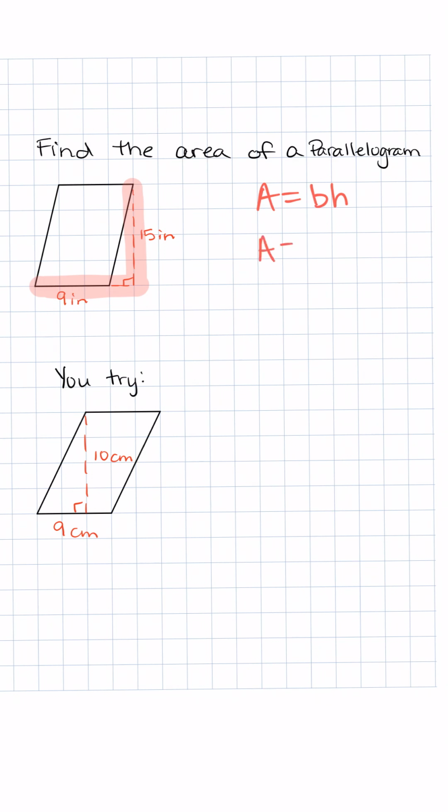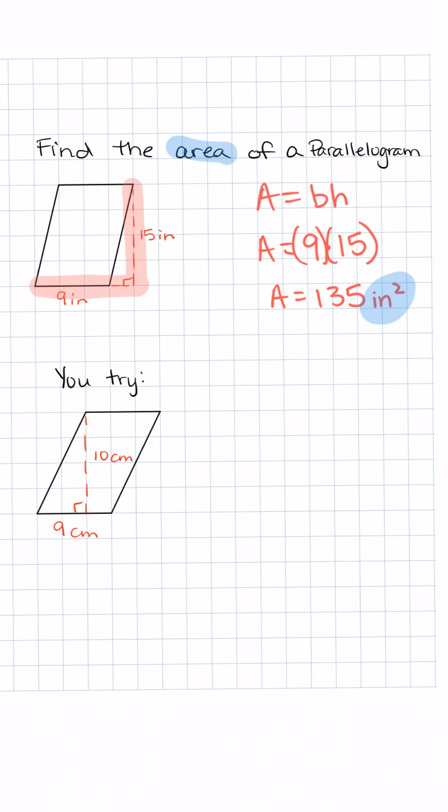So therefore the area is going to equal the base, 9 inches, times the height, 15 inches. If we multiply those together, we get 135. Therefore, the area is 135 inches squared. Whenever we are talking about area, it is going to end in whatever the measurement is, inches, centimeters, feet, etc., squared, the 2 above it. Okay, so that's for area.